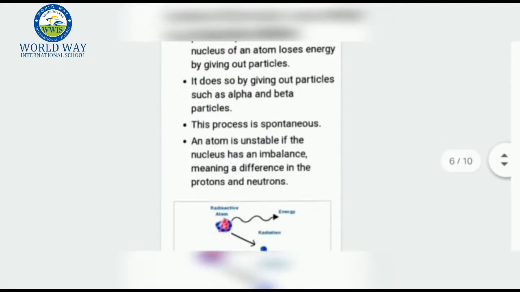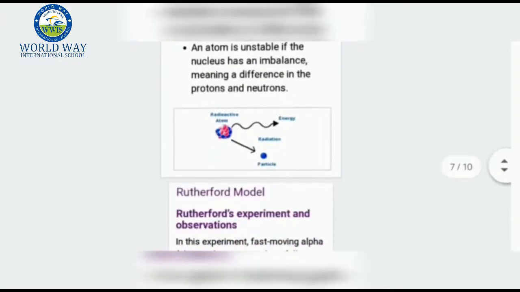Now, the radioactivity. It is the term for the process by which an unstable nucleus of an atom loses energy by giving out particles. It does so by giving out particles such as alpha and beta particles, and this process is spontaneous. An atom is unstable if the nucleus has an imbalance, meaning a difference in the protons and neutrons. As you can see in the picture, there is a high energy radiation by the radioactive atom.